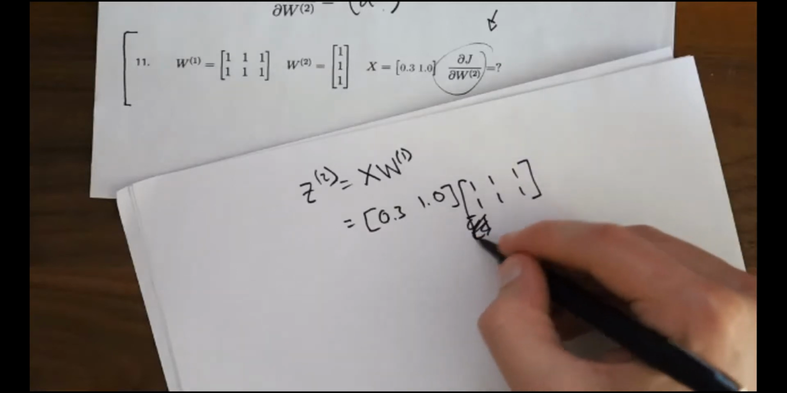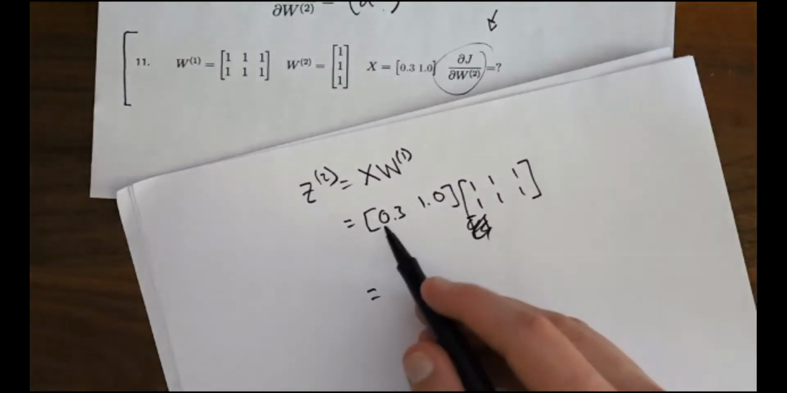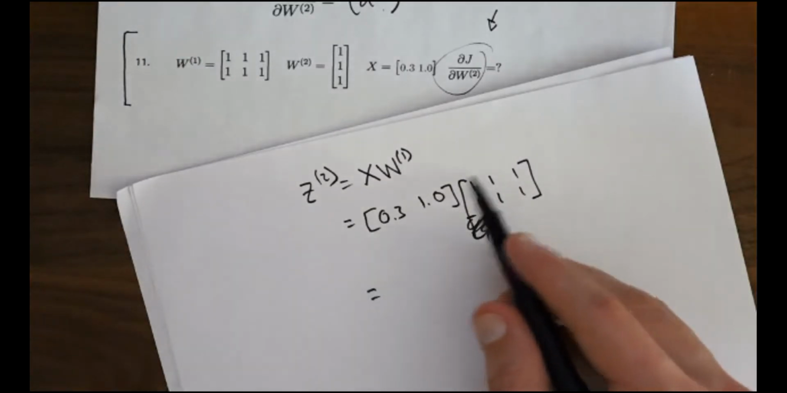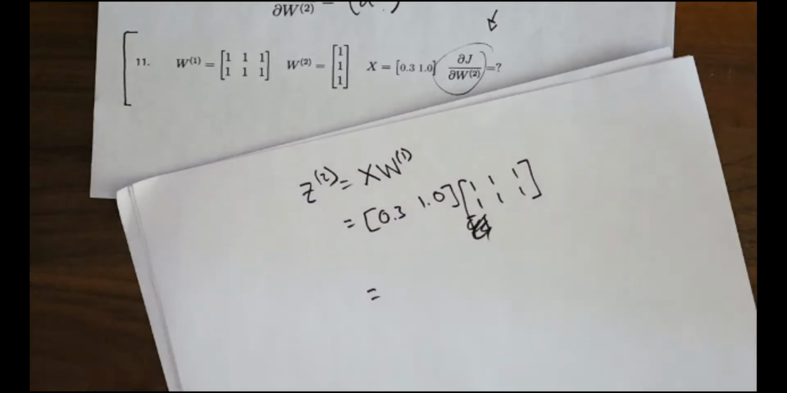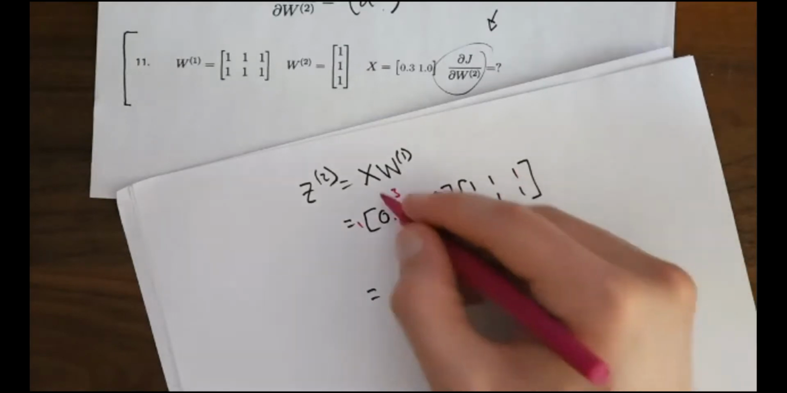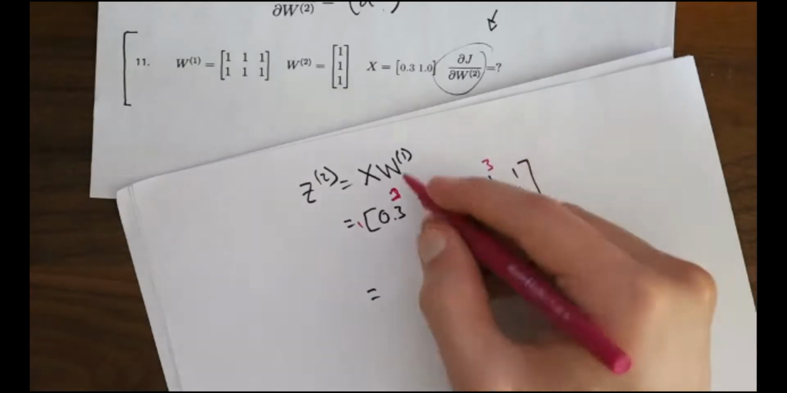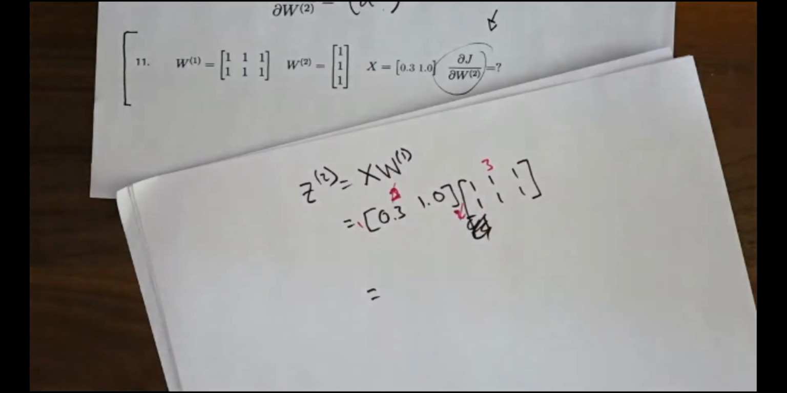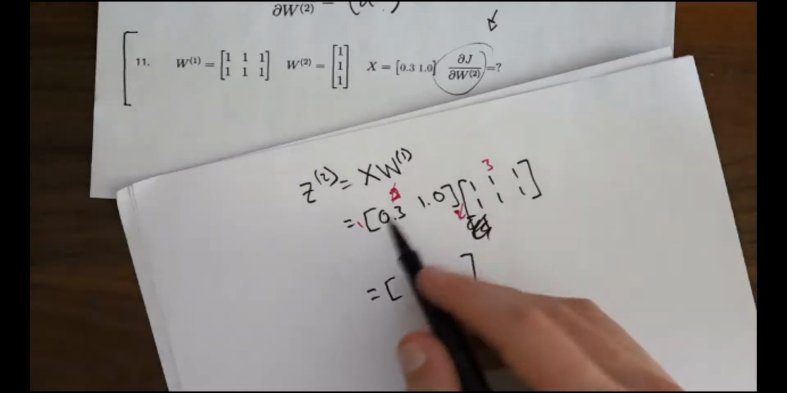All right, cool. So there's X times W1, and let's do it. So 0.3 times 1 plus 1 times 1. And actually, before I do the math, let's get into our dimensions. So this is a 1 by 2. This is a 2 by 3. So these are going to cancel. So our output is going to be a 1 by 3. Hopefully that makes sense. And for each of these cases, it's just row times column.